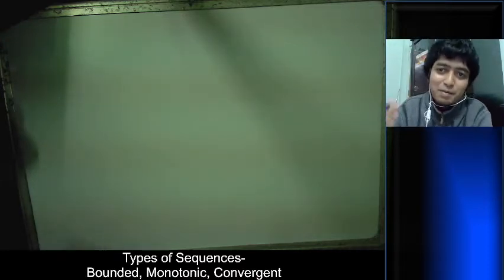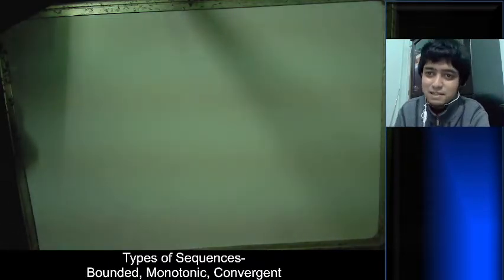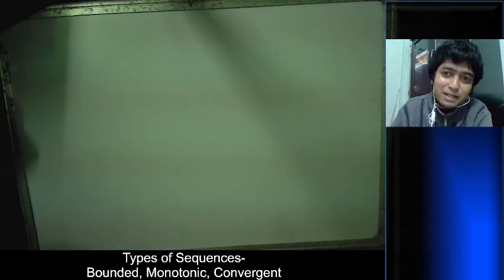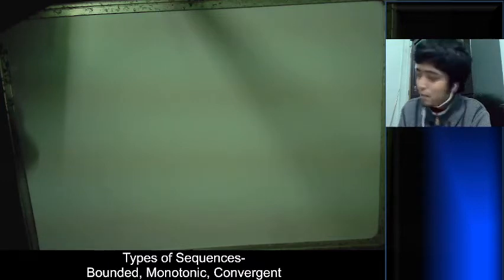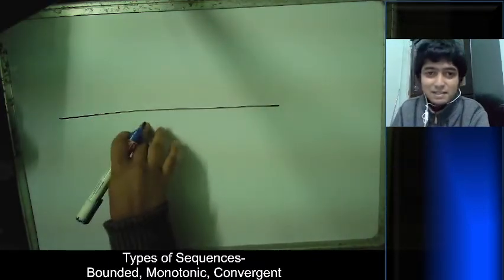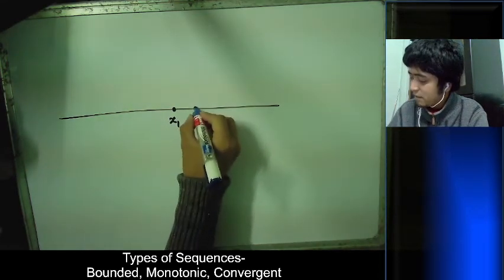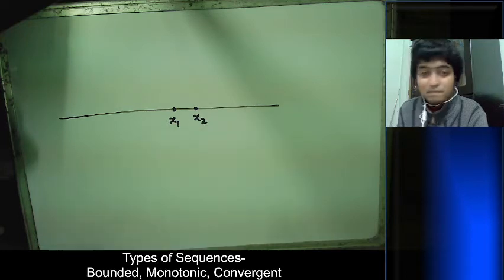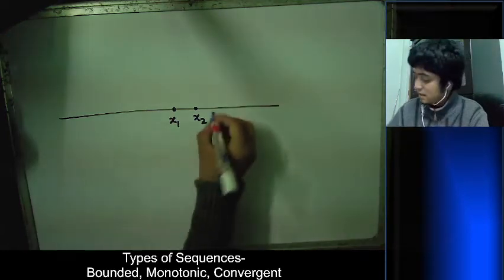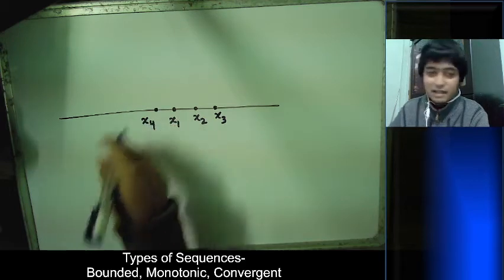If you remember, how do we represent sequences? We can represent them on the real number line, since we are dealing with real sequences. This will give you a clear idea of what is happening if a sequence is bounded. Let us say this is the real number line, and suppose the sequence is in this way: x1, x2, maybe x3 is here, x4, and so on.